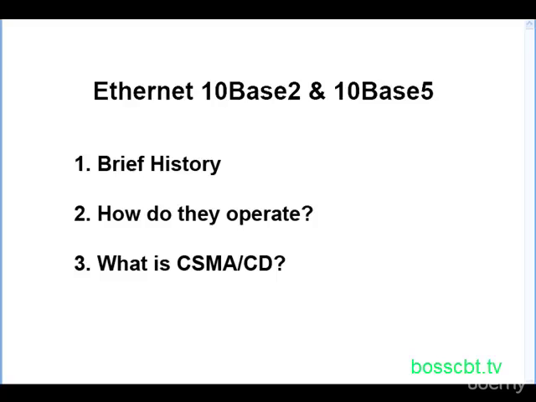So that is the history lesson, a brief history lesson. Now let's go ahead and take a look at how 10Base2 and 10Base5 operate.